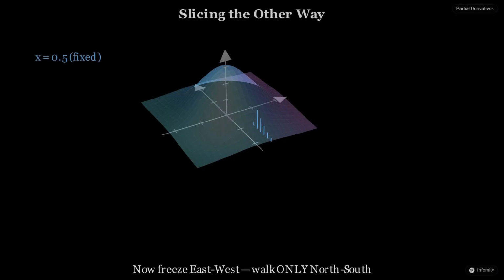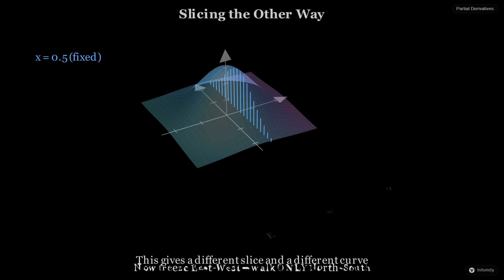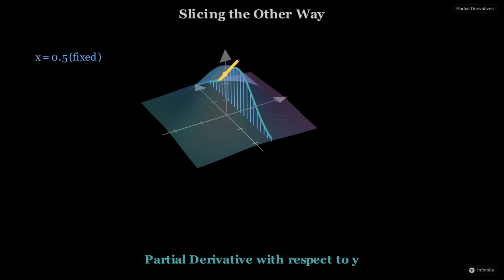But what if we decide to walk north instead? We simply freeze our east-west position and slice the mountain in the perpendicular direction. This gives us a new curve and a new slope. This is the partial derivative with respect to the vertical axis. It measures how sensitive our height is to changes in our north-south movement.